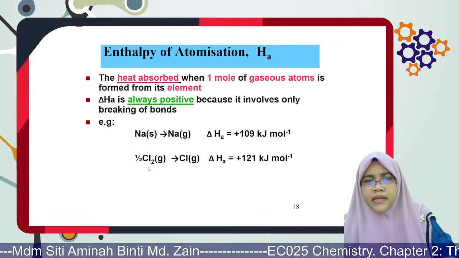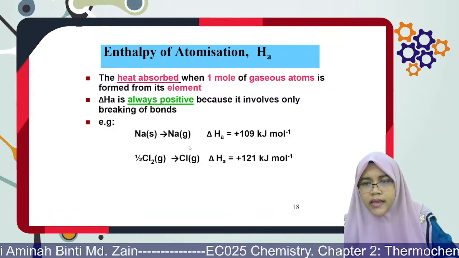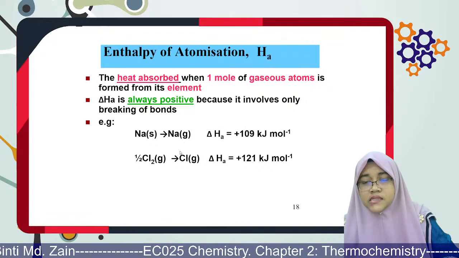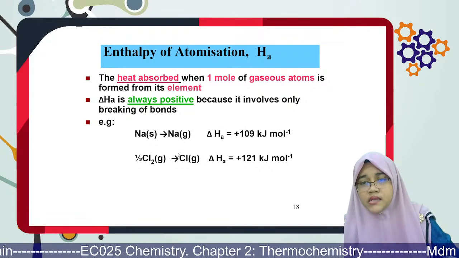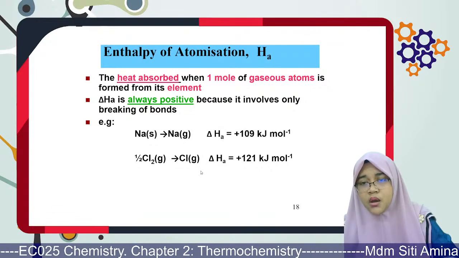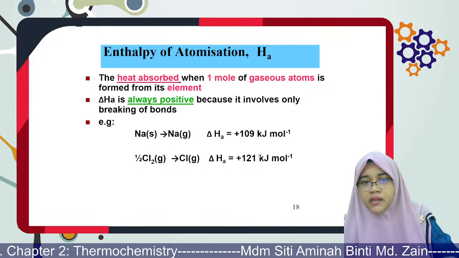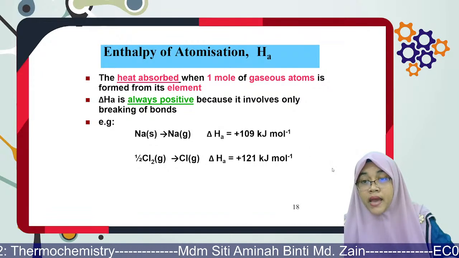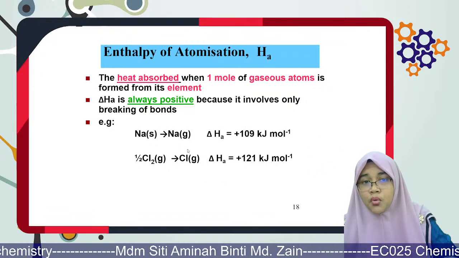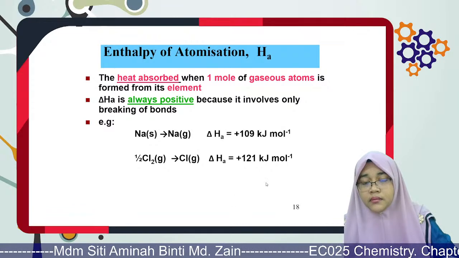So you can balance the other things, but not on the chlorine atom, because this is enthalpy of atomization. So the atom must be 1 mole. If you have 2 moles of chlorine atom, meaning that the 1 to 1 must be multiplied by 2.